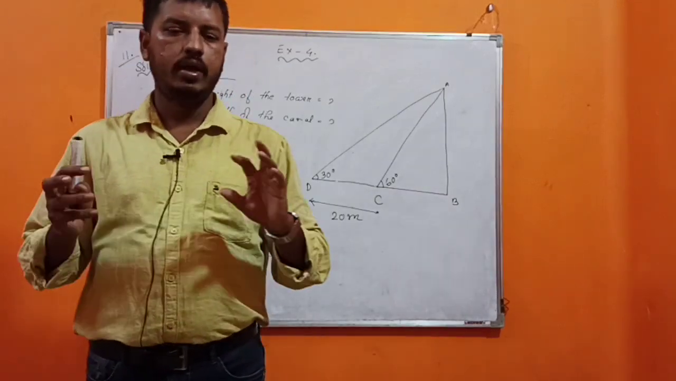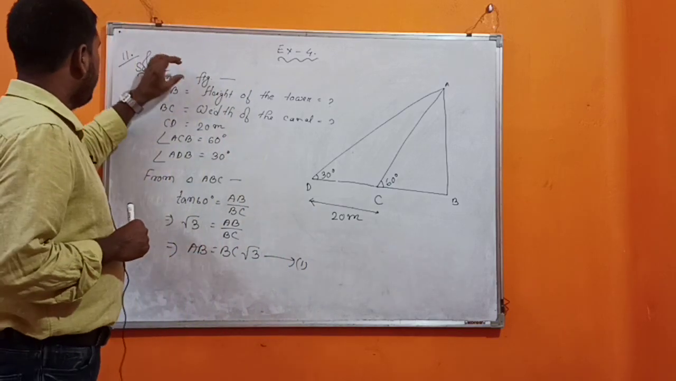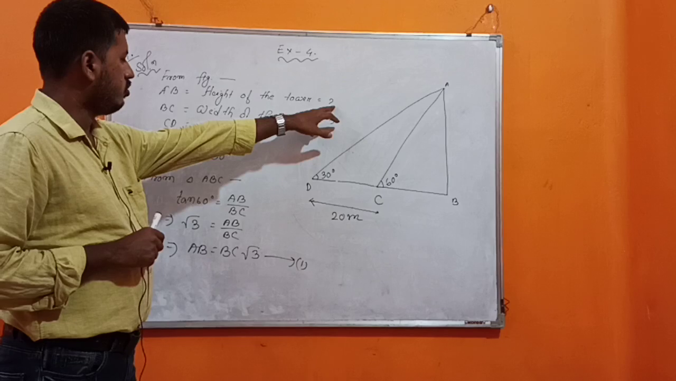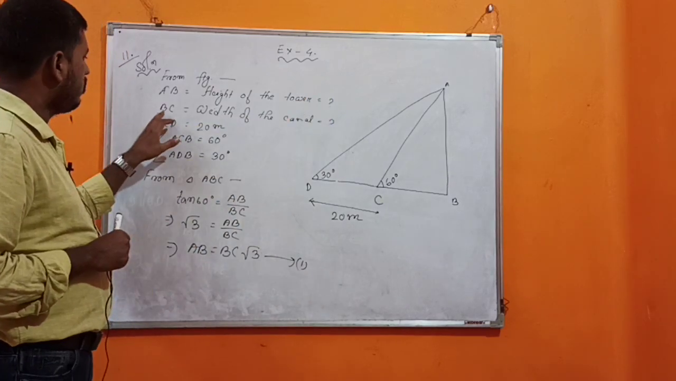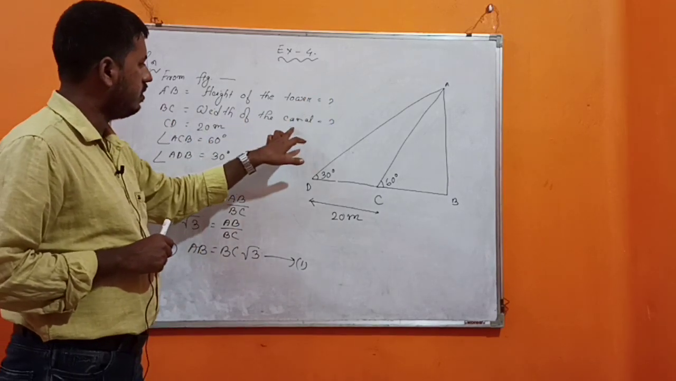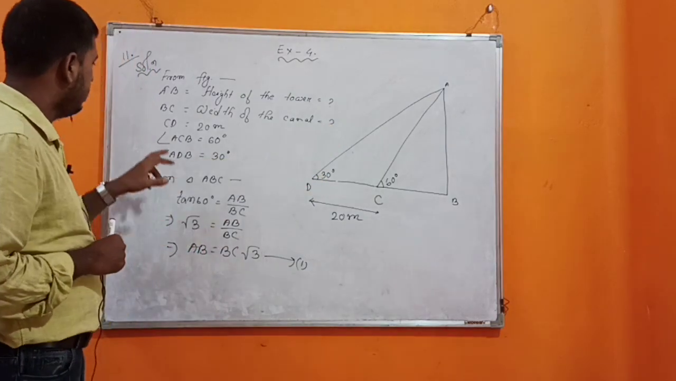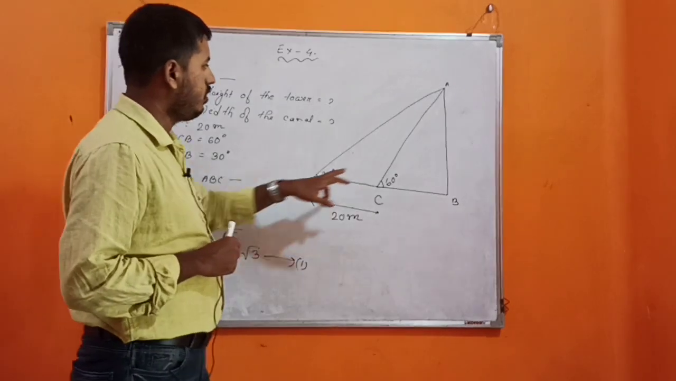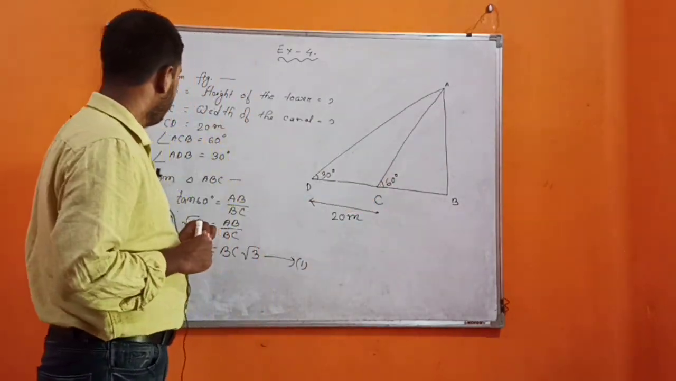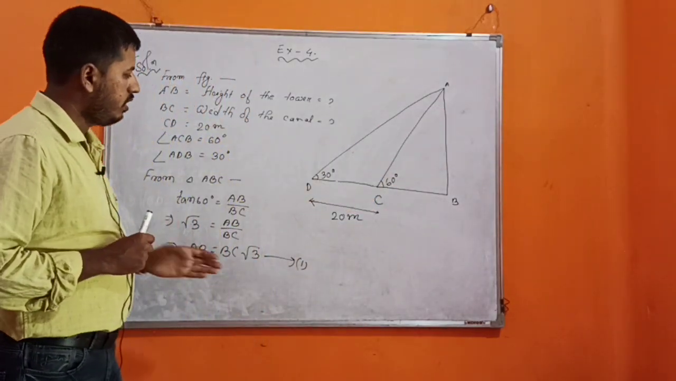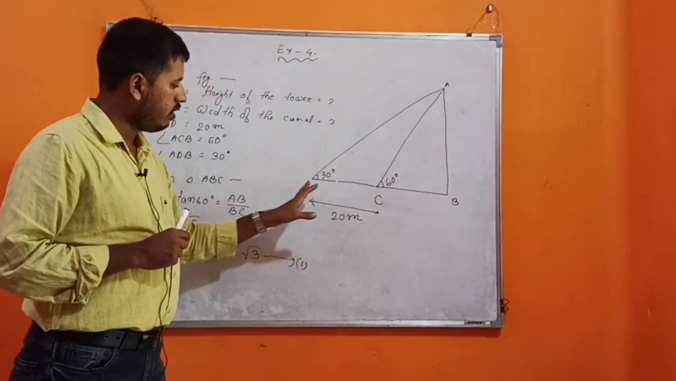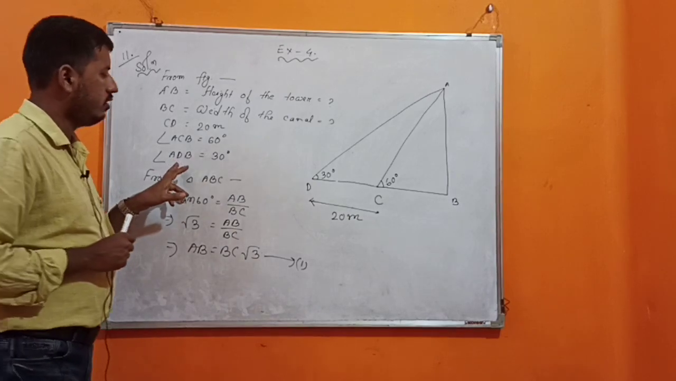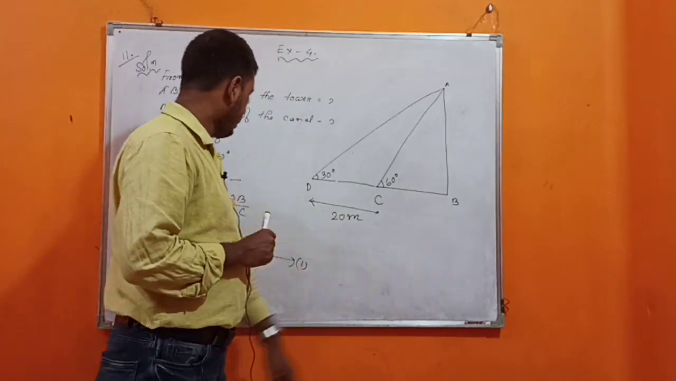Okay, so let's start. I have written from the figure AB equal to height of the tower. Question mark, we have to find. BC equal to what? Width of the canal. This is also we have to find. CD equal to 20 meter, and angle ACB, it is given in the question that angle ACB is 60 degree. Okay, and the point which is situated 20 meter away from that point, from the bank of the canal, the angle is 30 degree. Okay, angle ADB is 30 degree.